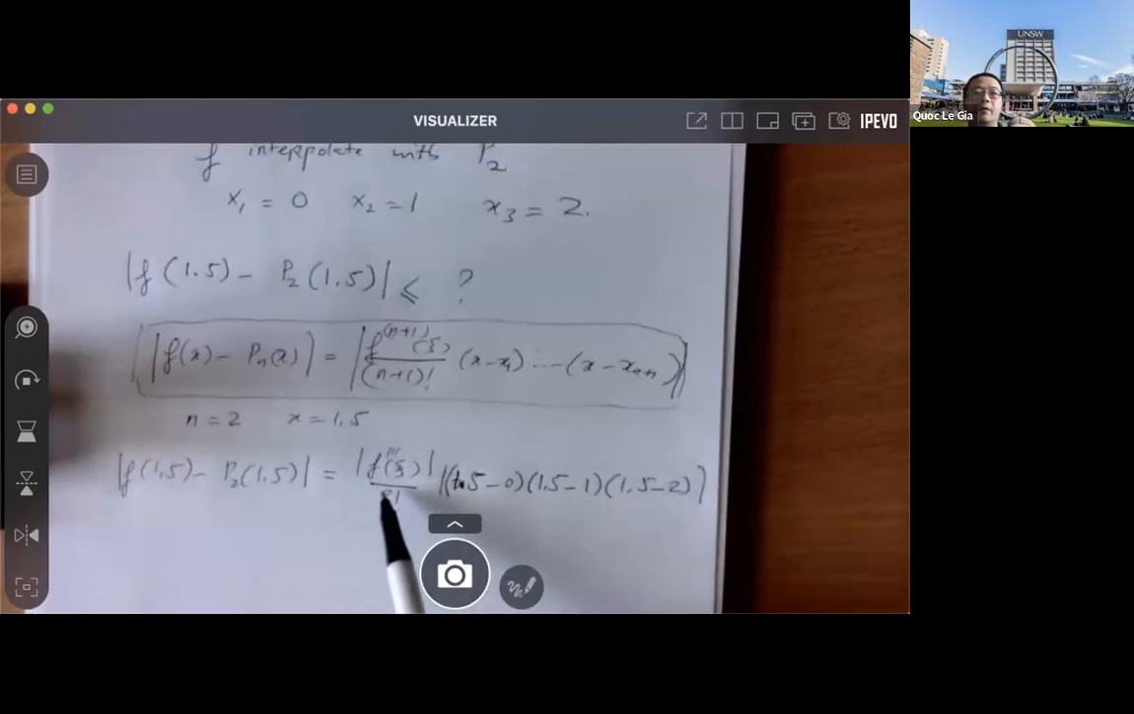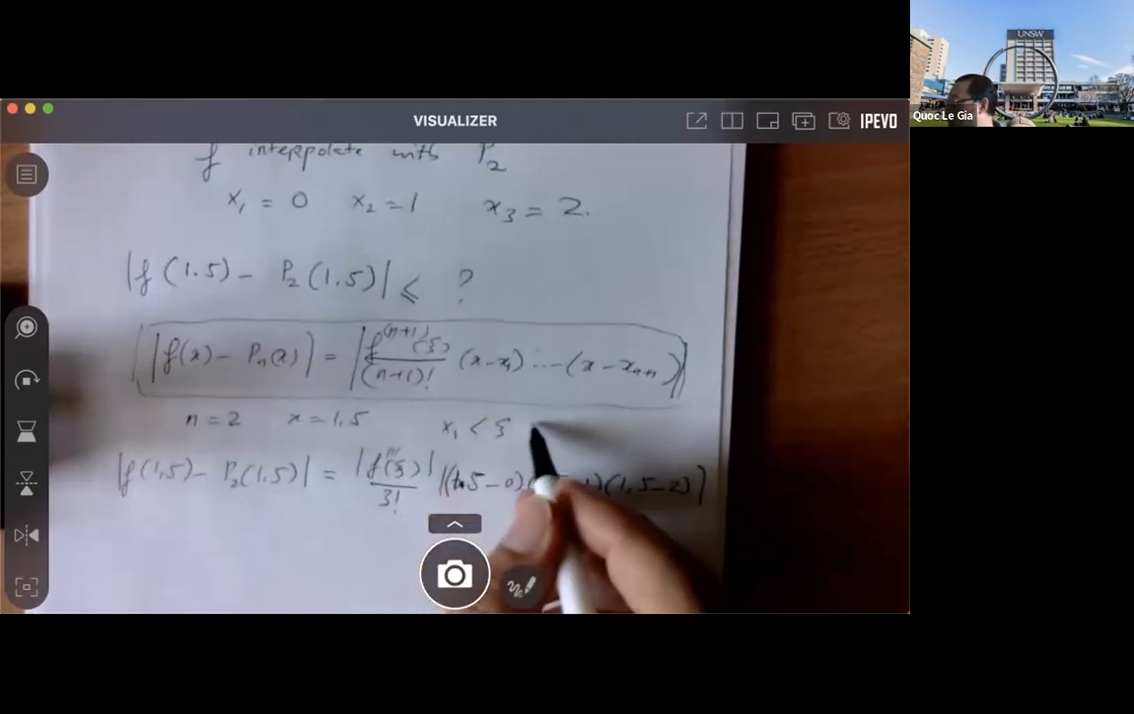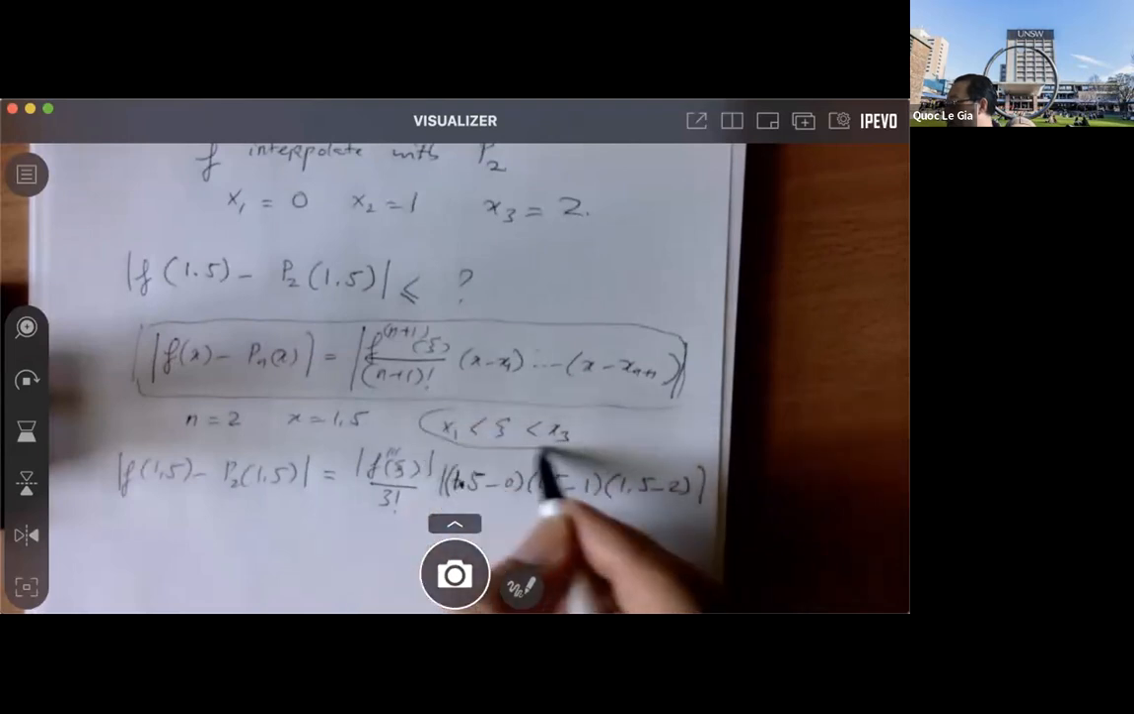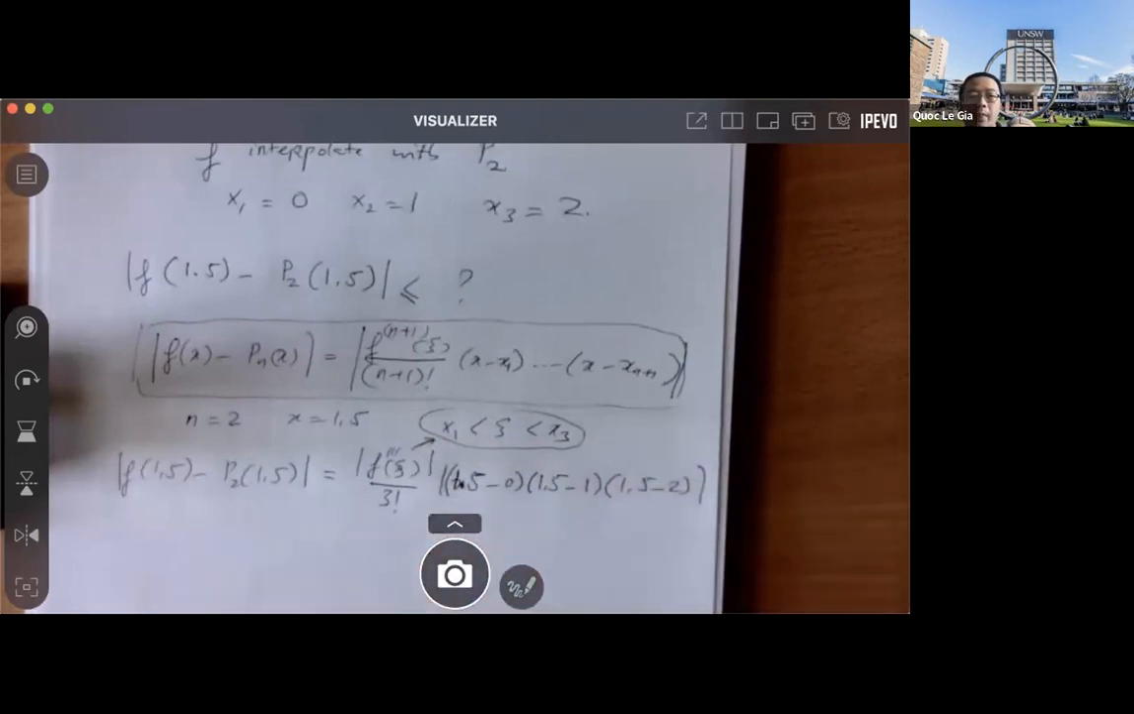How about the third derivative here? So how do I handle the third derivative? That's xi. So xi is between x0, x1 and x3. So how do I handle this term? So how do I know that f triple is less than or equal 3? Now you have to use assumption.